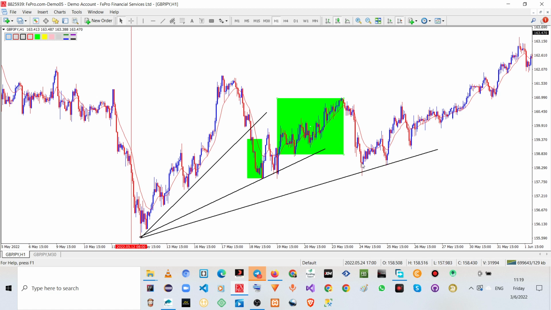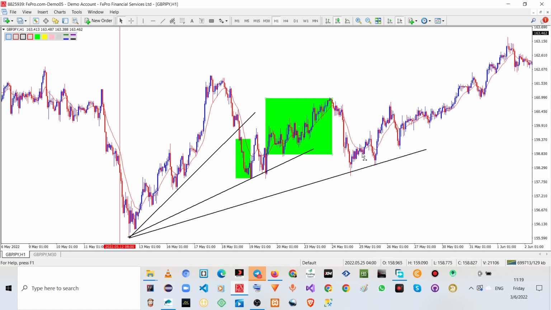But you can see the body of the candle closed within, so price is not yet broken. Price is only considered broken when a candle has closed below or above that trend line or EMA or whatever. It's only after the close of the candle that we can make a decision.